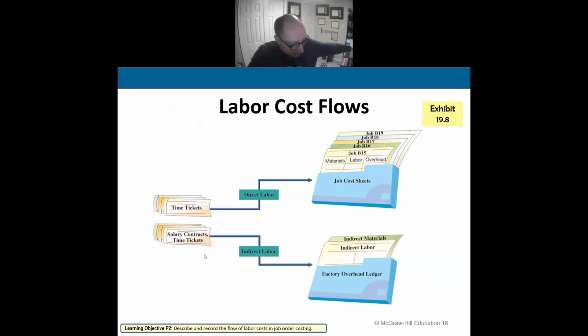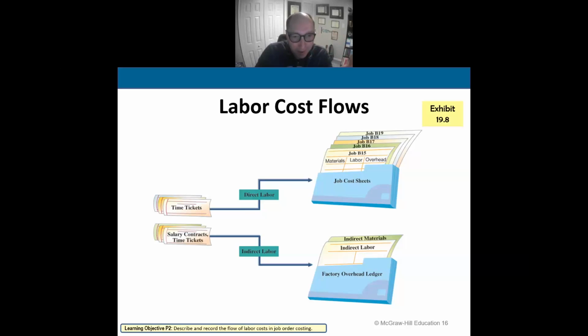So we talked about raw materials, how we track that for each job. Now let's talk about how we track labor for each job. As you know, we have direct labor and indirect labor. Direct labor, those are the employees working directly on the job, on the assembly line, right?